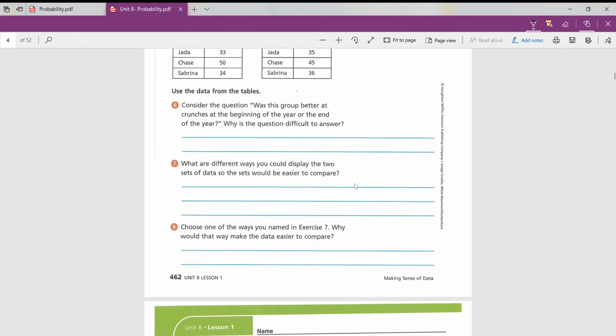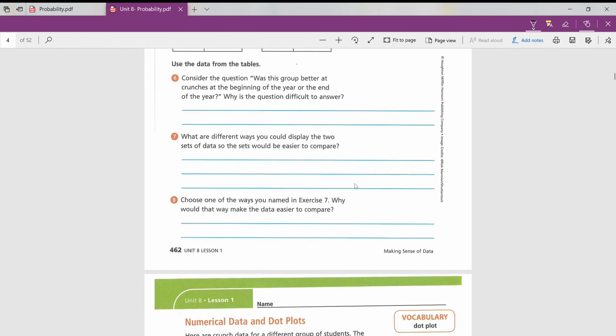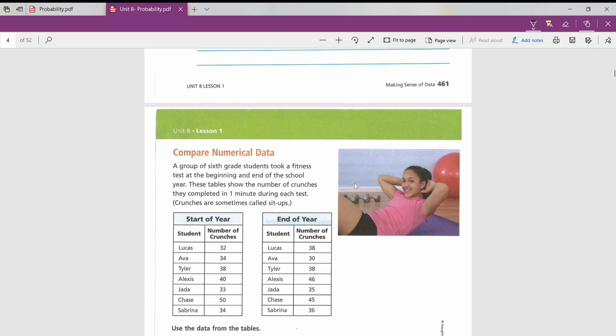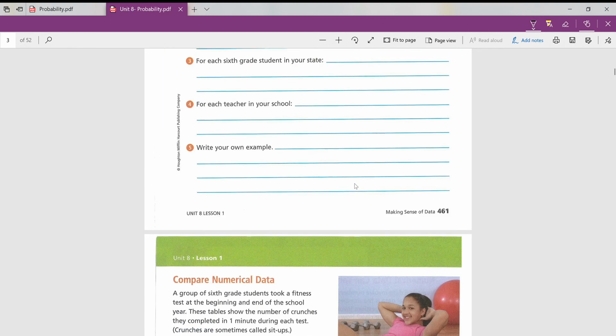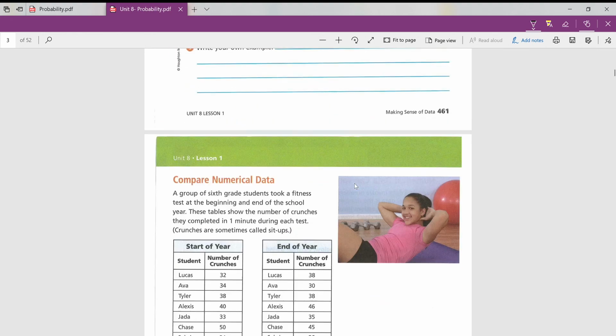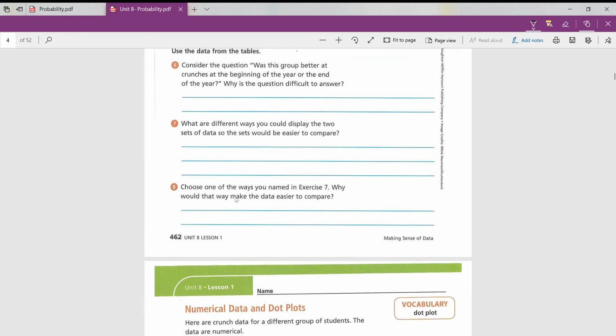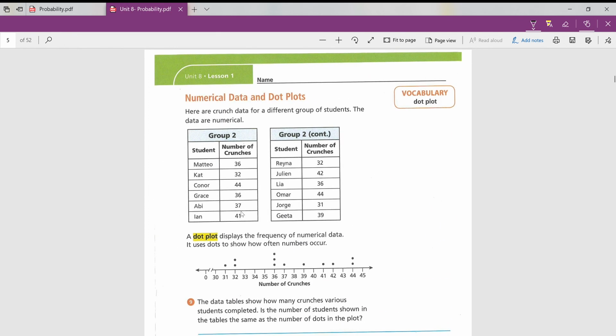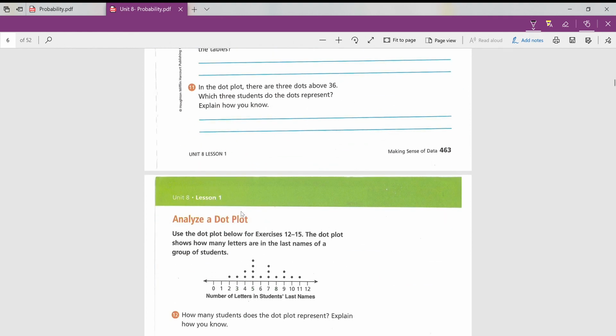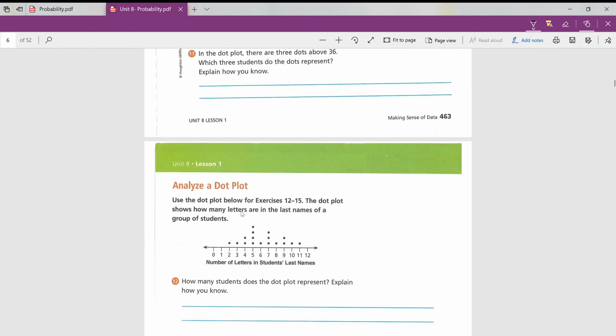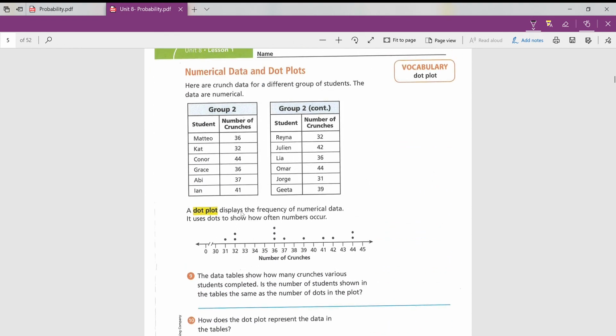The last question here we have is, choose one of the ways named in exercise 7. Why would that make the data easier to compare? So basically, you can go ahead and cross that one off. You don't need to answer the question of number 8. So don't worry about 8, just cross that one off. All right, the last ones here are these 2 pages, and then we'll move on to the next thing.